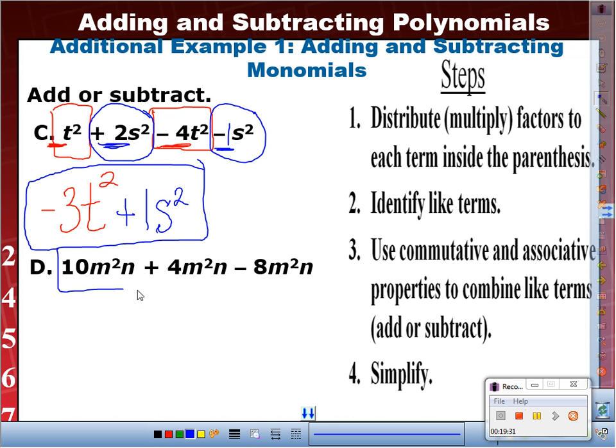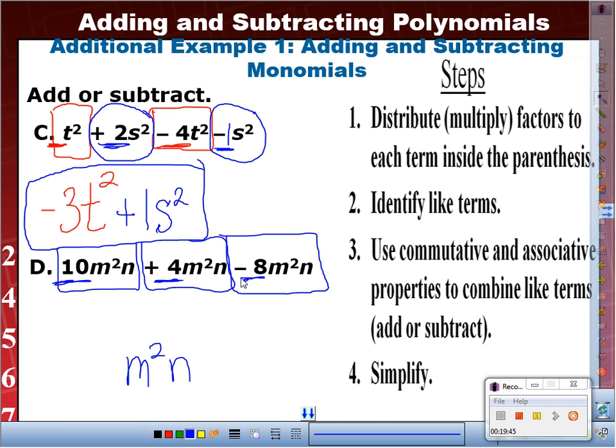Let's see. M squared N. Here's another one. And here's another one. All three of them are the same kind. So I'm going to write M squared N. So what is 10 plus 4? Minus 8? 6. Hands if you got that by yourself. Okay? So, any questions with these? We're good, right?